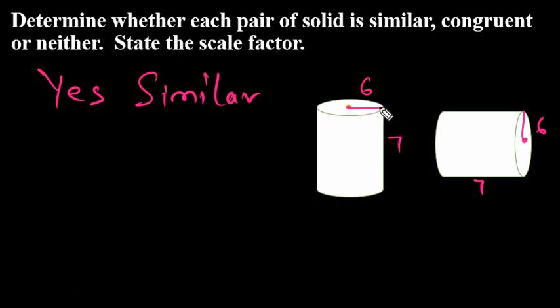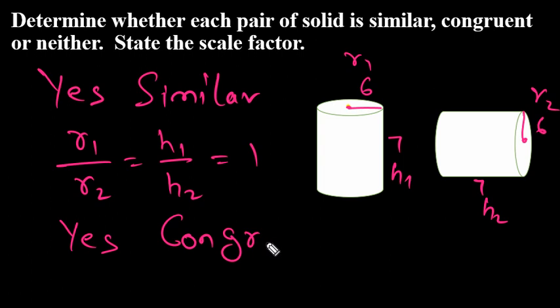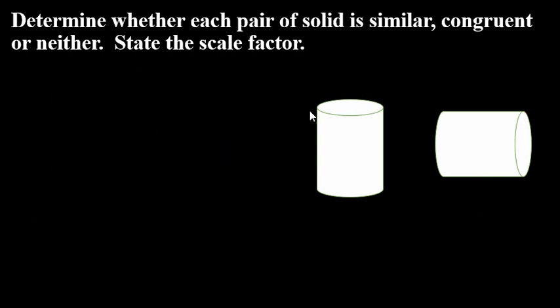Also you can see the ratios, R1, R2, H1, H2. If you want to find the ratios, R1 divided by R2 and H1 divided by H2, that will be 6 divided by 6 is 1, and 7 divided by 7 is 1, so the ratio is 1. So yes, they are similar and they are also congruent, because they have the same shape and the same size. That's how you will find it. And what is the scale factor? In this case the scale factor is 1, or you can say 1 raised to 1.